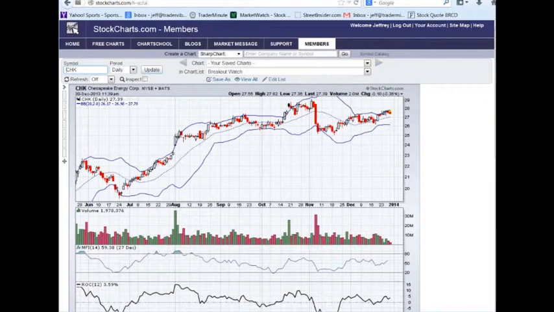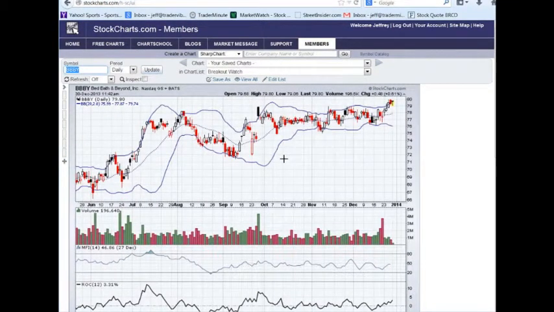Take a look at Bed Bath & Beyond. Okay, what's been going on with the bands? They expanded for a brief period in September here when the stock shot off of its lows, but ever since they've been in a contracting mode, and every time they've come down to the lower band, they found support, the upper band, they found resistance, until recently. And now what's happening to the bands? They're starting to expand.